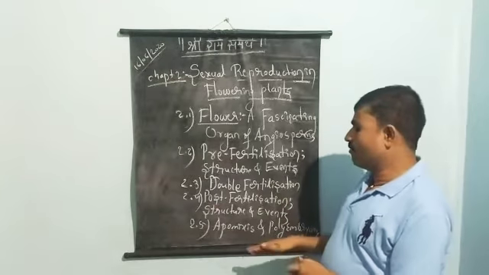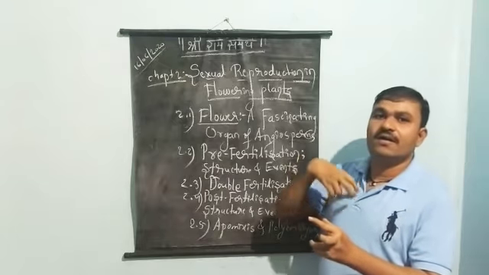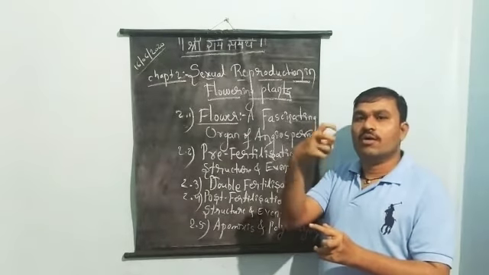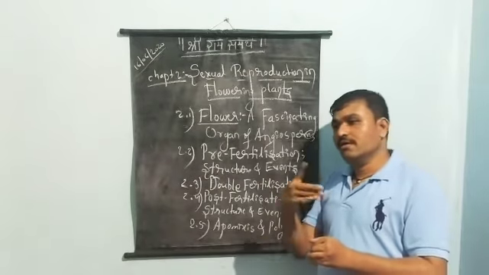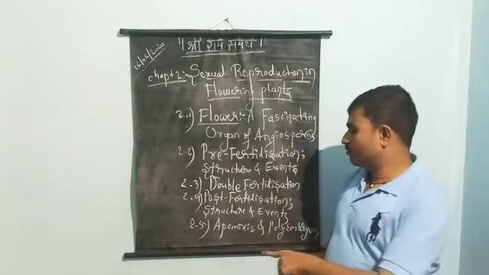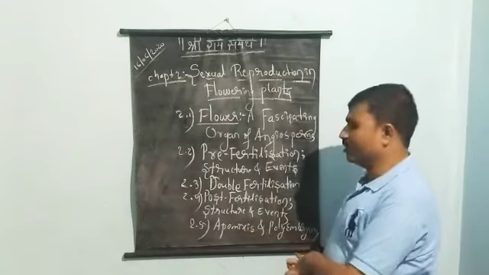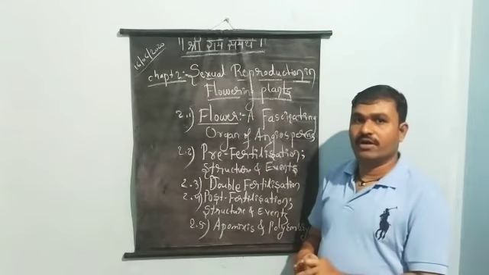Here we will study how exactly the different processes take place inside the reproductive part of a particular plant, or in the case of fruit, how exactly the different changes take place, and those we call apomixis and polyembryony. Okay students, so let us start with this chapter. Okay, thank you.